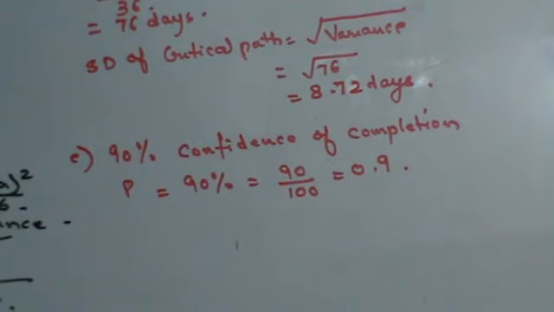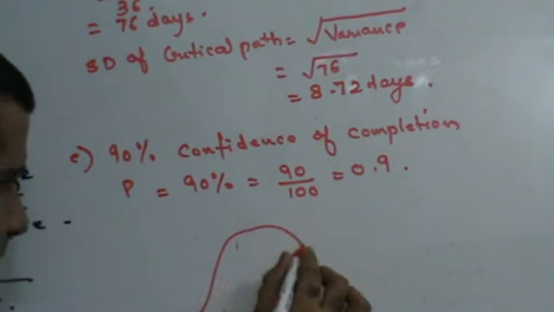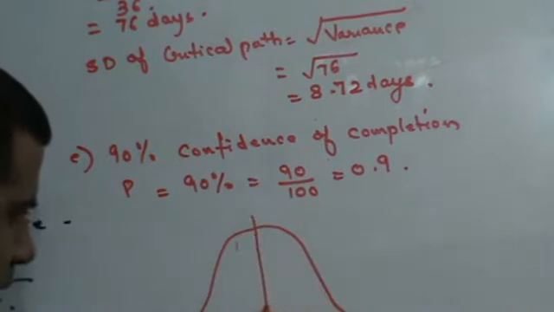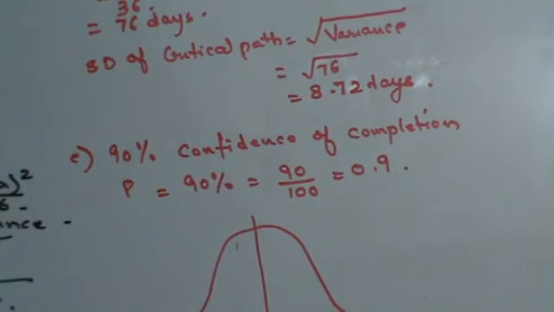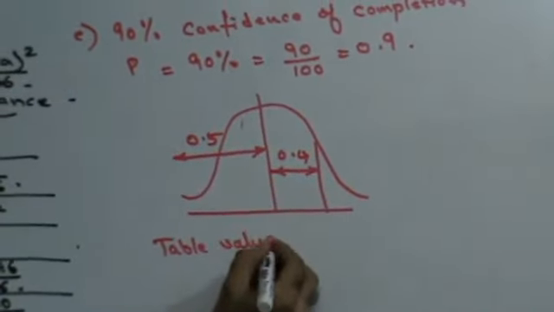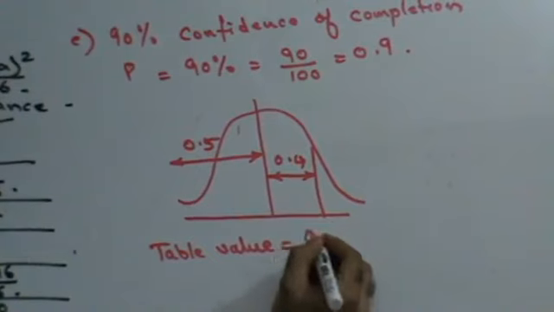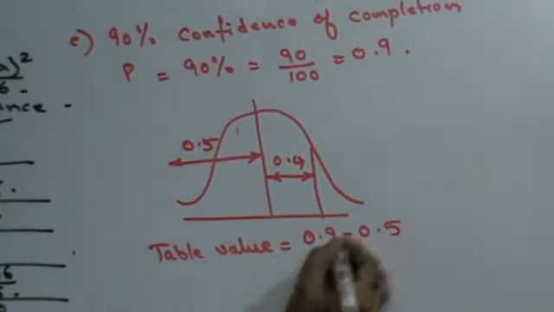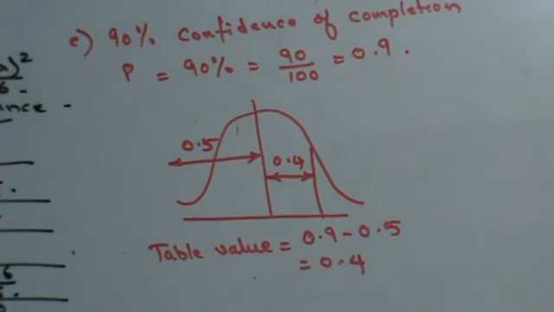Let's draw the bell diagram. The bell curve is divided into two identical halves. So one half is going to be 0.5. If I want 90%, that means on the other half I need 0.4. So the table value that will be required is 0.9 minus 0.5, which is 0.4. That is the area required.